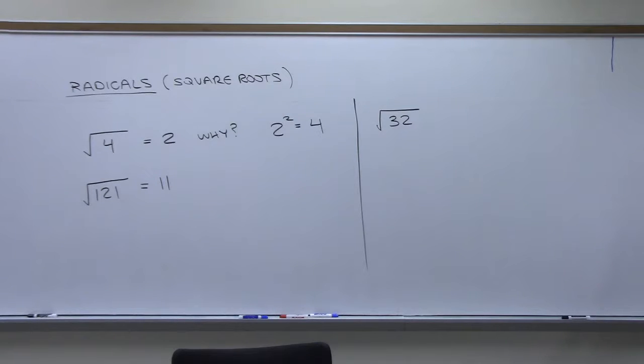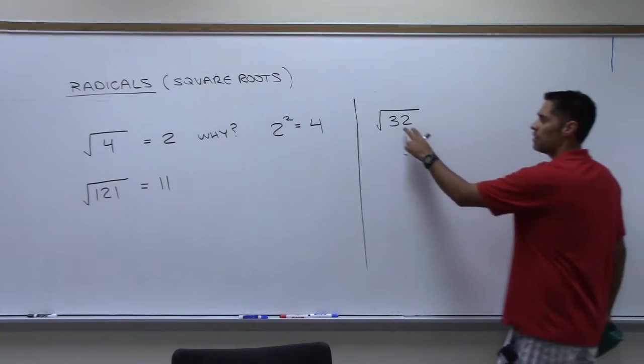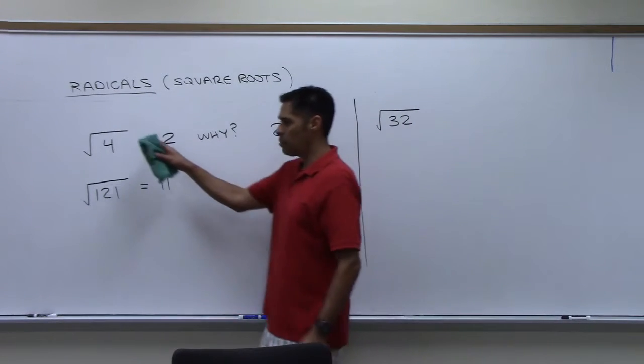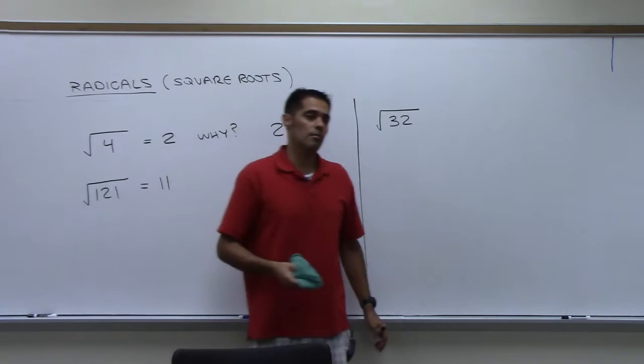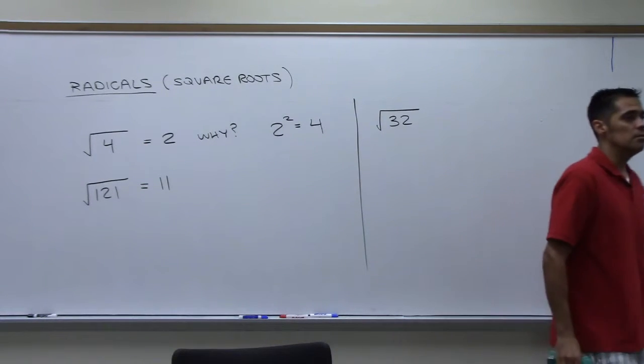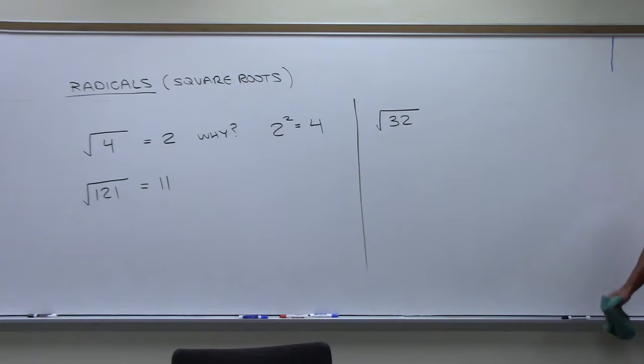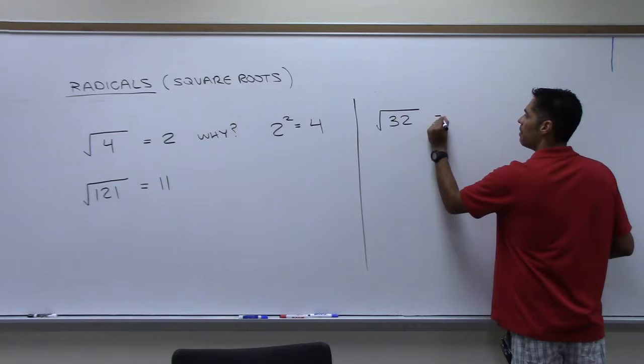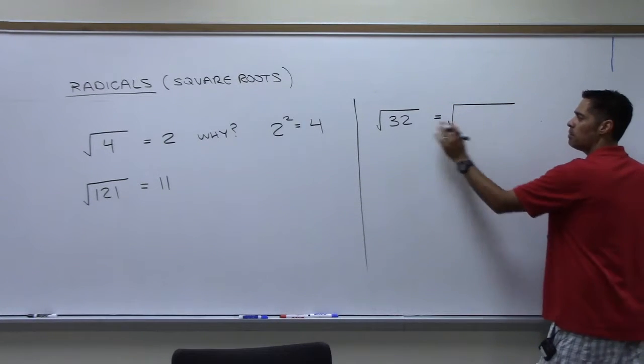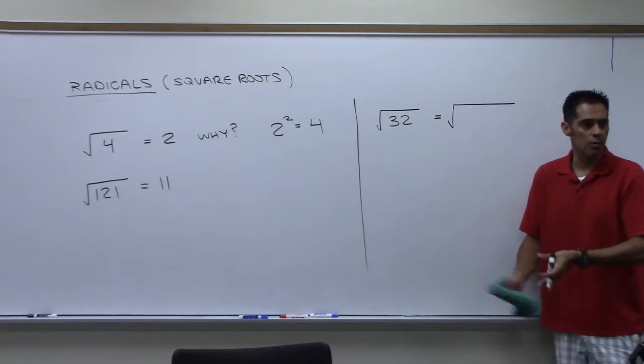Yeah, so what we'd like to do with this is, if it's not a perfect square, like these are, then we try and break up the 32 and see if, when we break it up, one of its factors is a perfect square. So can you think of two numbers that multiply to be 32 other than 32 and 1?